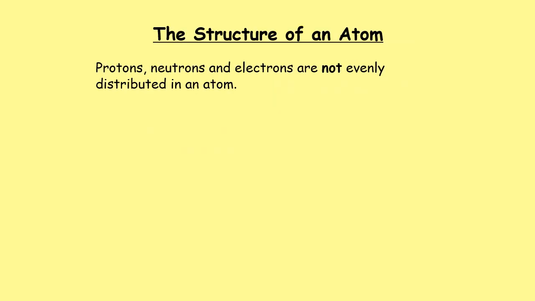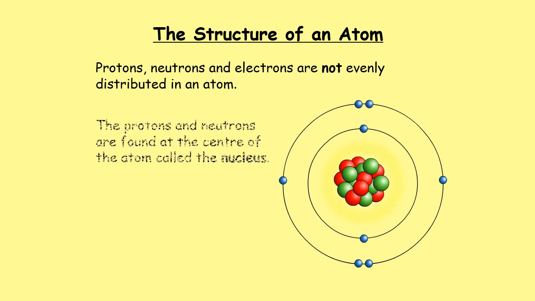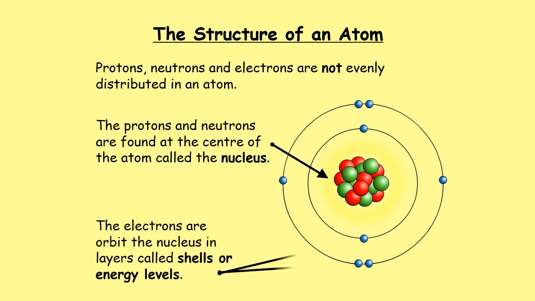Now, the protons, neutrons, and electrons are not all found in the same part of an atom. The central part, called the nucleus, is where you find the protons and neutrons, and the electrons are around the outside in layers called electron shells or energy levels. You do need to know the word nucleus, and you will need to know that the electrons are found in shells or in energy levels.